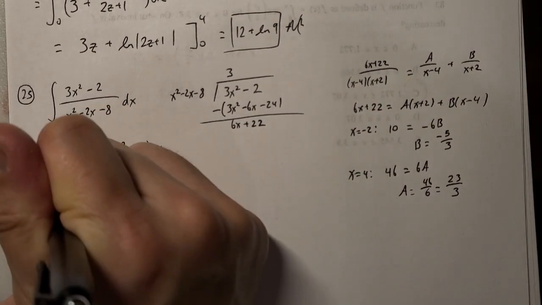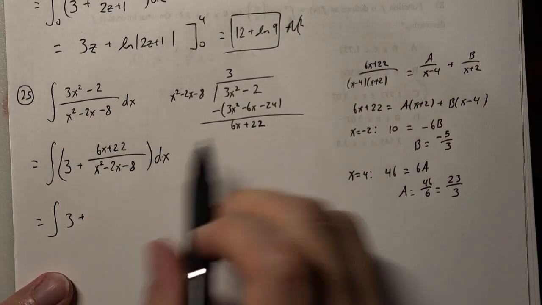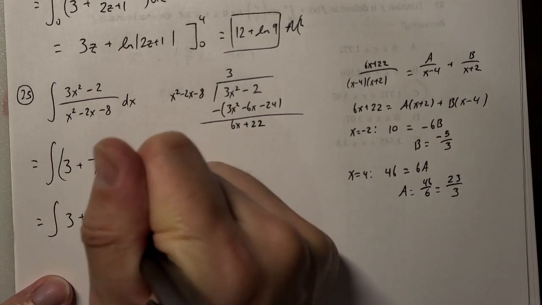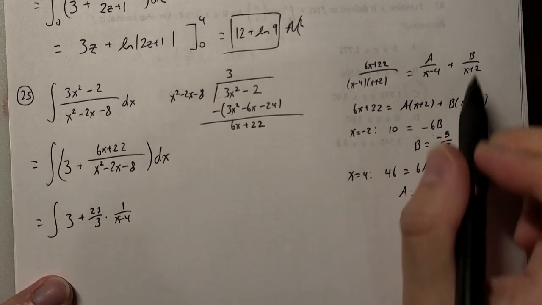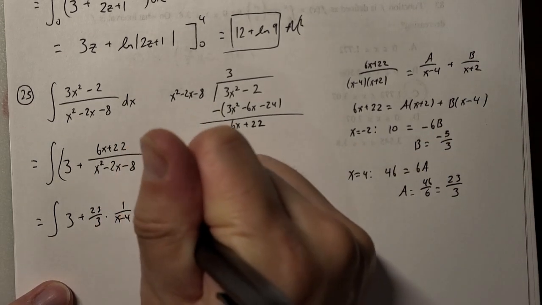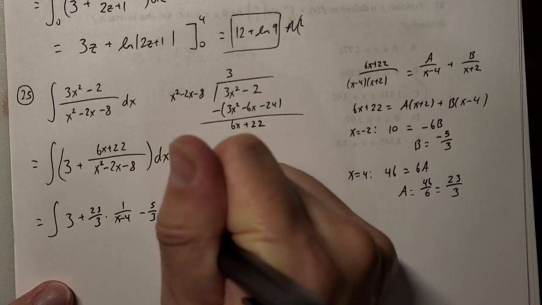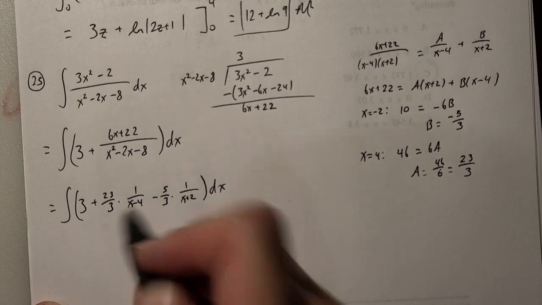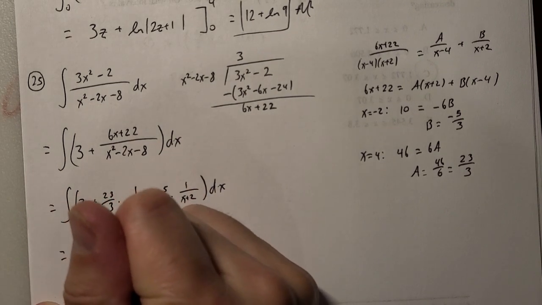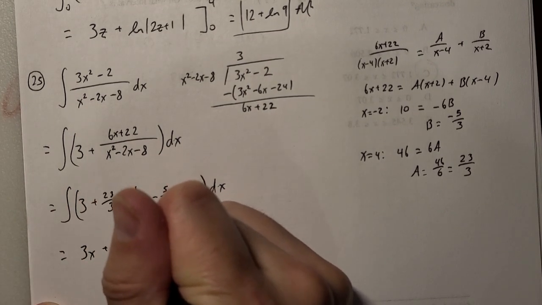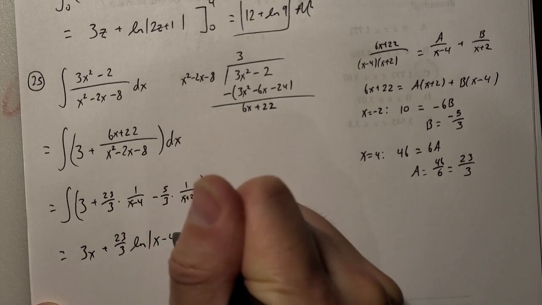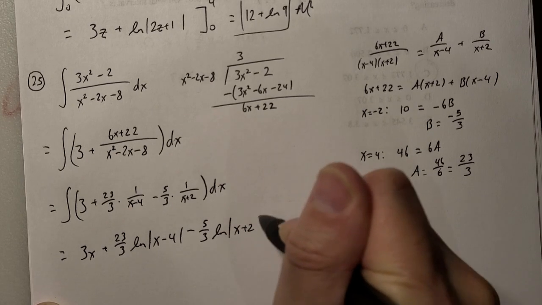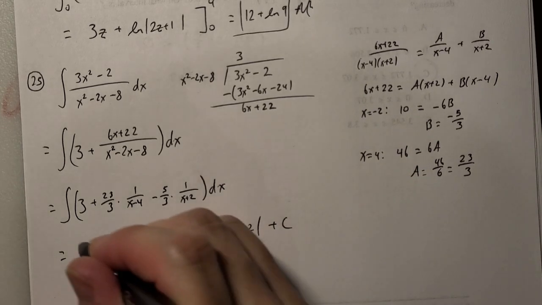So let's write this one more time. 3 plus a is 23 over 3, 23 over 3 times 1 over x minus 4. B was negative 5/3, minus 5 over 3 times 1 over x plus 2, all dx. Now we can easily integrate. This is just 3x. This is 23 over 3 log of x minus 4 minus 5 over 3 log of x plus 2 plus c.